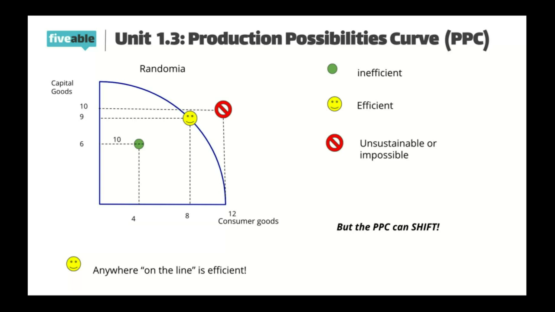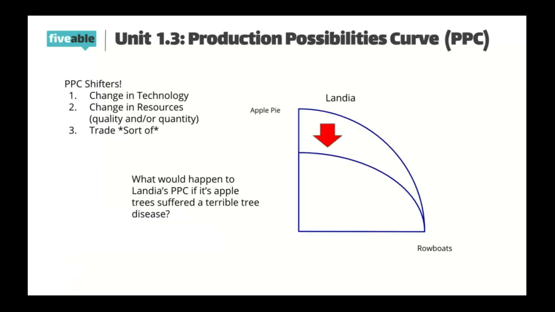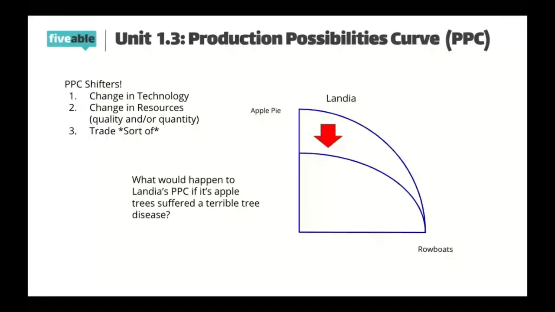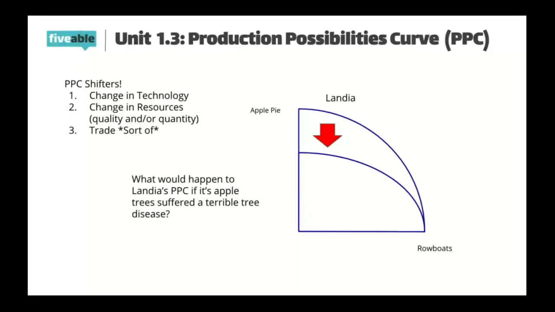But can you shift the production possibilities curve? And the answer is absolutely. This is where people make their money, because with the production possibilities curve there are 3 major shifters. If you're taking macro later on, keep this in mind, because these are going to shift your long run aggregate supply as well. You've got changes in technology, changes in resources, such as the quality or the quantity, and trade. Trade can kind of cheat around some things.